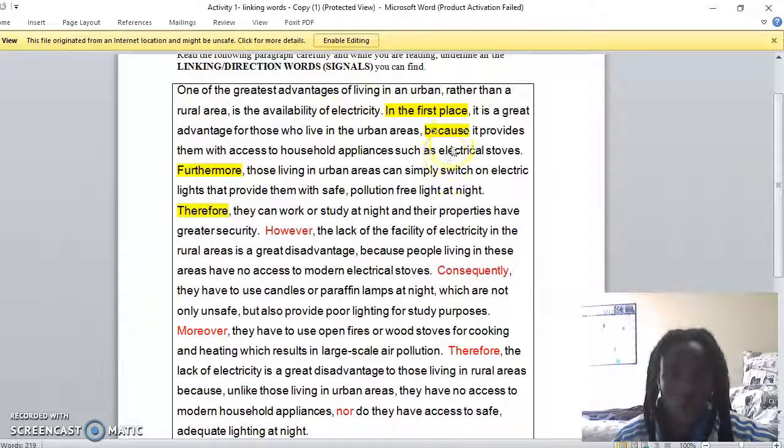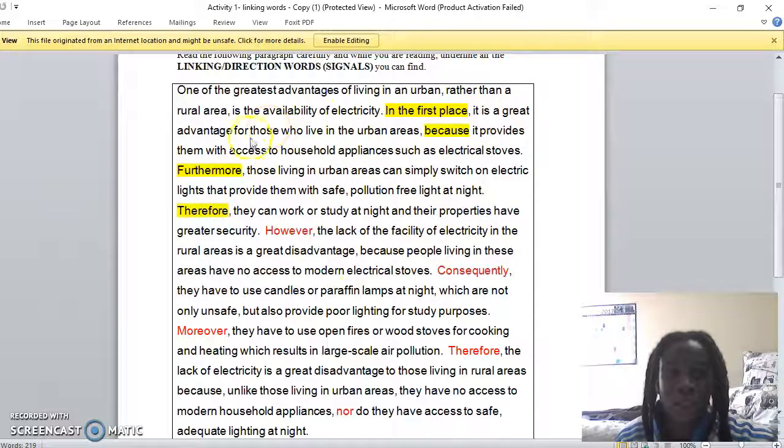And when we go beneath here where it says advantage for those who live in the urban areas, because it provides... sorry about that guys, but remember that for you to understand all of these signals, you have to understand the whole passage so that you'll be able to know what the author is trying to say, or you'll be able to identify those signals.